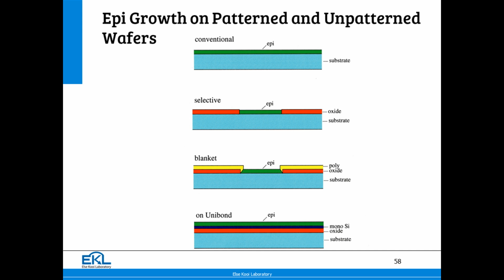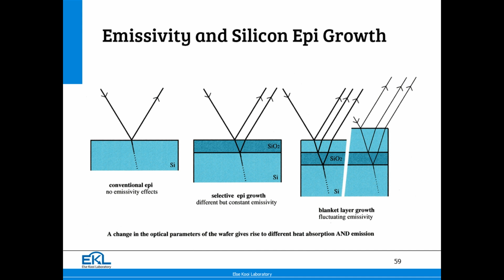How do they behave in terms of emissivity? Well, the wafers are heated by lamps. The higher the absorption of the wafers, the more it heats up. And the emissivity plays a role there. Conventional epi, no change in emissivity. You grow and the emissivity doesn't change. If you grow selective epi, the emissivity is different because there is a refractive layer on top. It's different, but the emissivity does not change during growth. You are only growing in the windows.